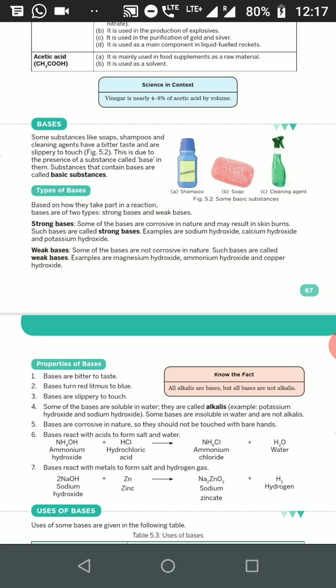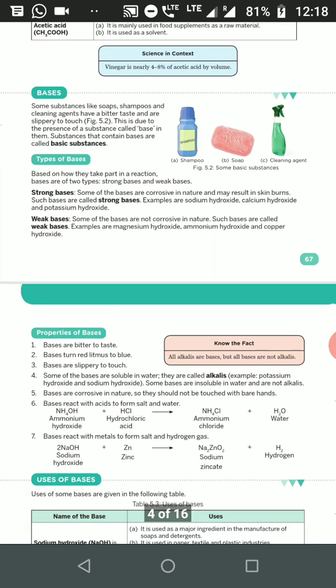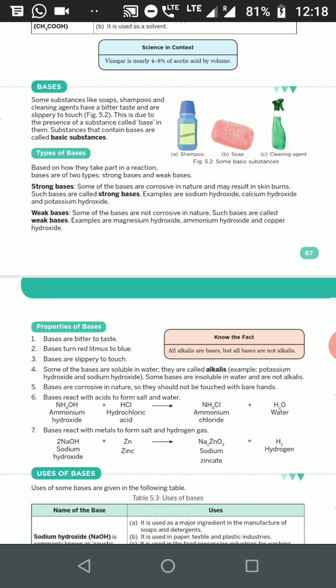Bases react with acids to form salt and water. This reaction we have done in the properties of acids, that when a base reacts with an acid, it forms salt and water. Like ammonium hydroxide plus HCl gives ammonium chloride plus water. Bases react with metals to form salt and hydrogen gas. So when a base like sodium hydroxide reacts with zinc, Zn, it forms a compound called sodium zincate, Na2ZnO2, plus hydrogen.